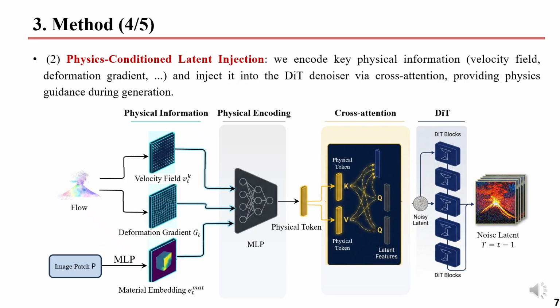Once we know which patch is rigid or fluid, we extract three pieces of information per patch: velocity field, deformation gradient, and a learnable material embedding. They are projected by an MLP encoder into physics tokens, which are fed into every DiT block via cross-attention. This way, the denoiser is conditioned on physics in addition to the usual text prompt.